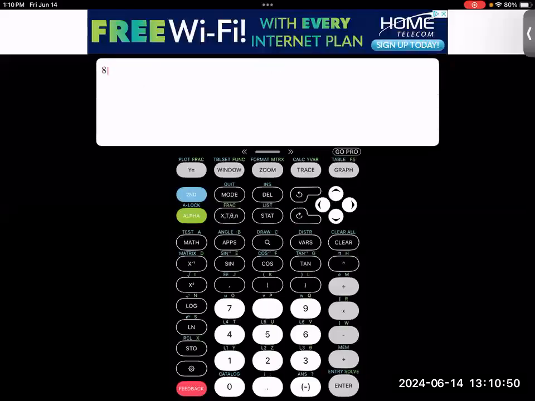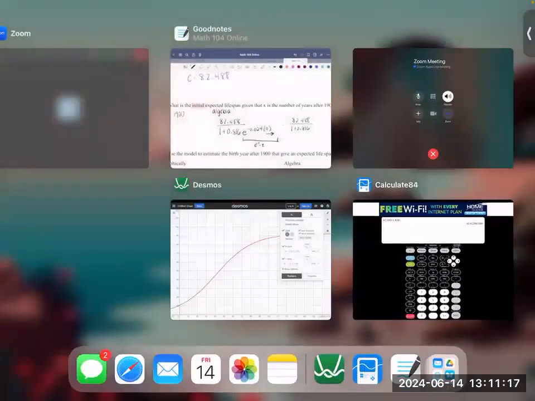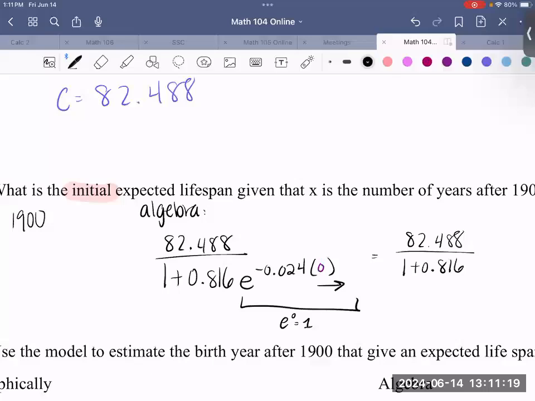We said 82.488 divided by 1 plus 0.816. There we go. So about 45 years old, so 45.4, so that can round us up to 46. So we're well into 46 years of life.